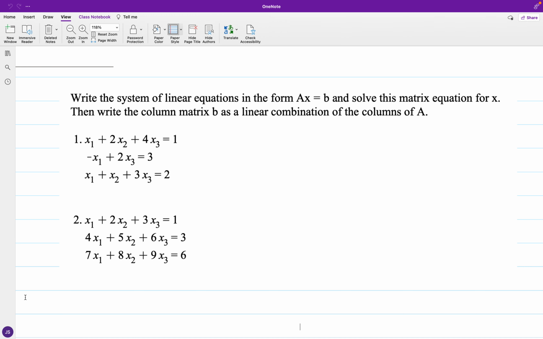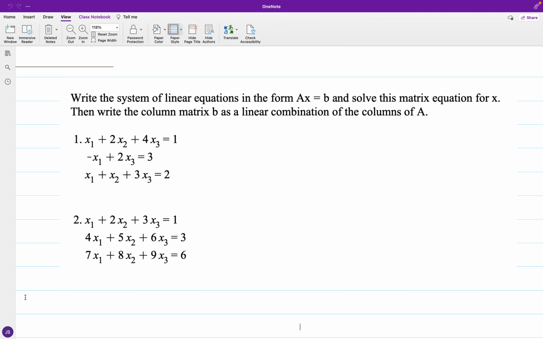Okay, for this lesson, we were looking at solving equations within linear systems, solving for x in matrix form, and also expressing the solution as a linear combination of the columns that we have established for the system.